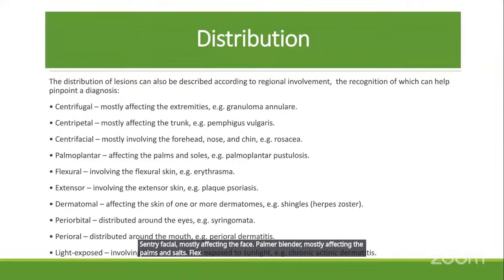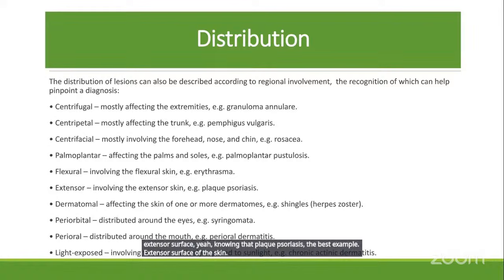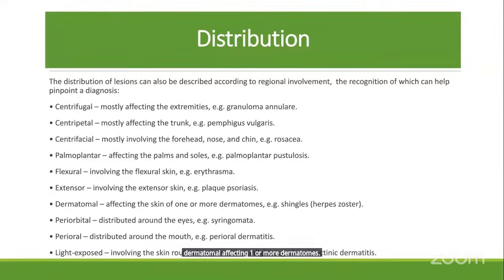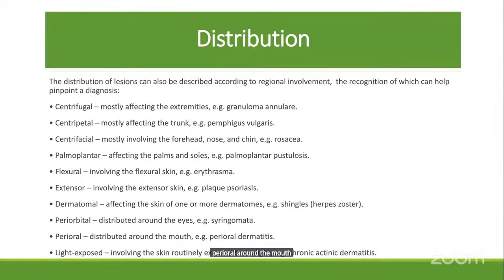Flexural, mostly affecting the flexor surfaces of the skin. Extensor surface, you know that plaque psoriasis is the best example. Dermatomal, affecting one or more dermatomes, like herpes zoster. Periorbital, around the eyes. Perioral, around the mouth. Light exposed, involving the skin exposed to sunlight, for example face and hands.